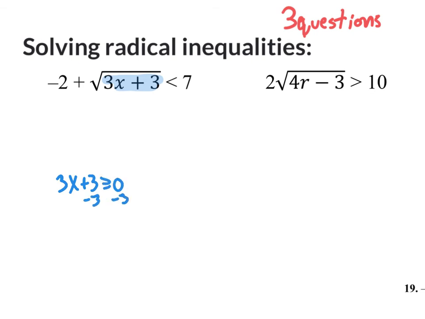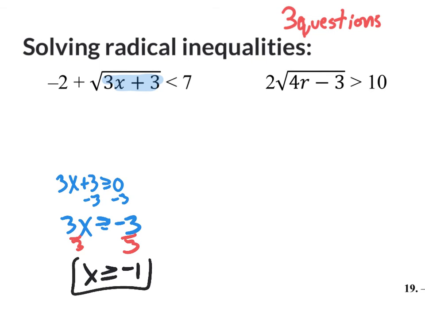Subtract 3, 3x is greater than or equal to -3. And then divide by 3, x has to be greater than or equal to -1. So that's one possible answer right there. Okay. That's step 1, setting the radicand value to be greater than or equal to 0. Step 2 is to go back to the original and solve the whole thing kind of like if it were an equation, all right? So let's get rid of the minus 2 by adding 2.